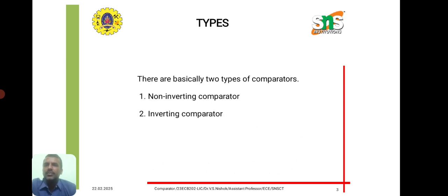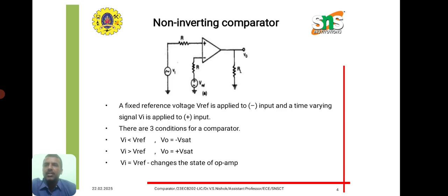Coming to the types of comparator, we have two main types based on where we connect the input to the operational amplifier: inverting comparator and non-inverting comparator. In the non-inverting comparator, the input voltage Vi is connected to the positive terminal, that is the non-inverting terminal, and the reference voltage is connected to the inverting terminal.